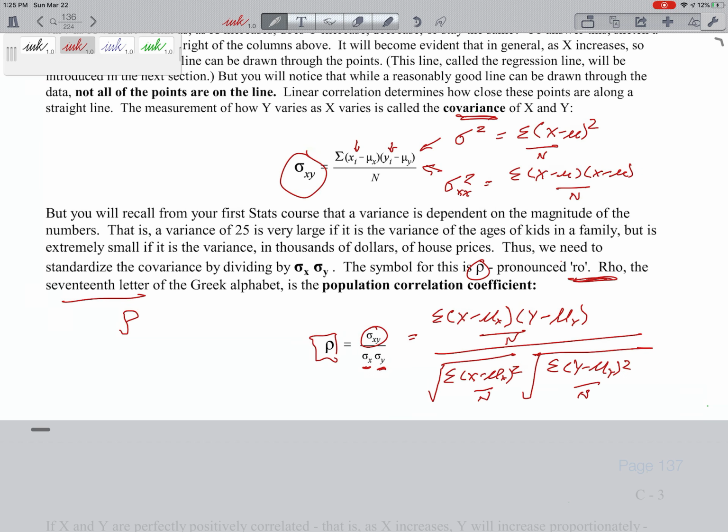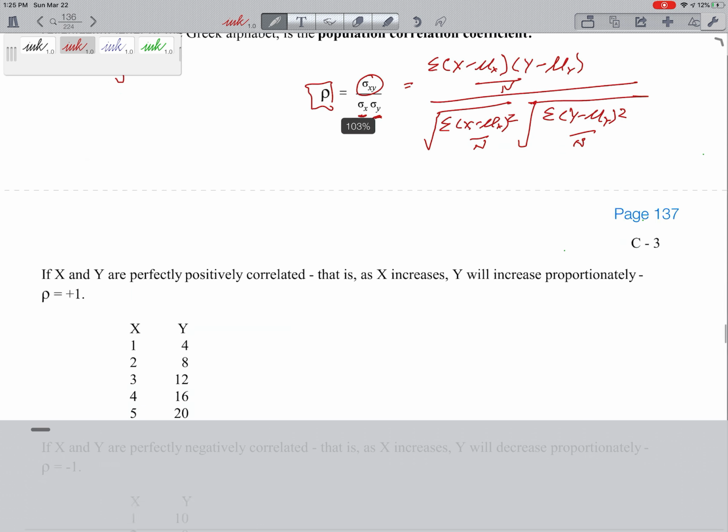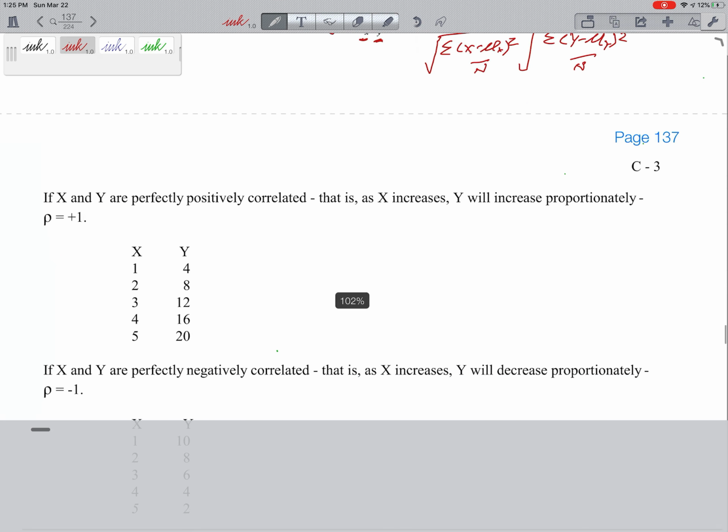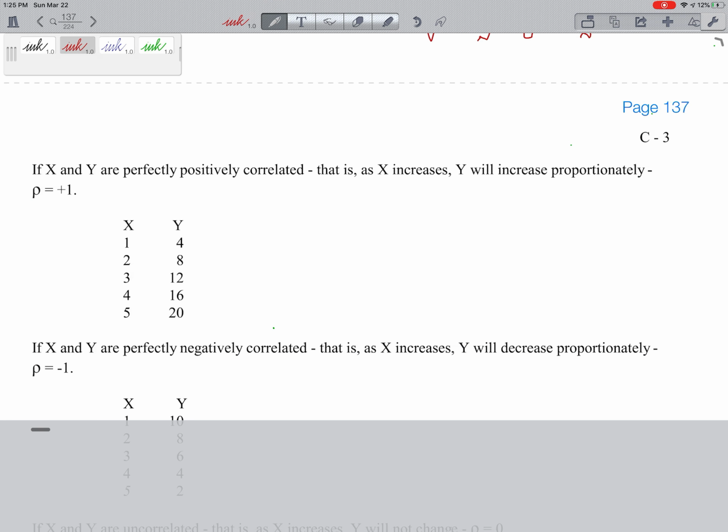So that is the covariance, that's the population correlation coefficient, or rho, and it's a measure of the relationship between the two. Now, the nice thing about this is that rho takes on values of -1 to +1. We'll see this again at the bottom of this page. So I'm on page C3 here, and I want to take a look at rows that are -1, +1, and 0.